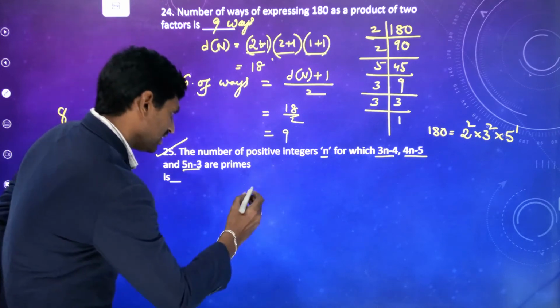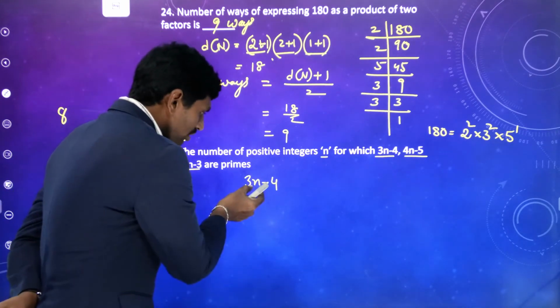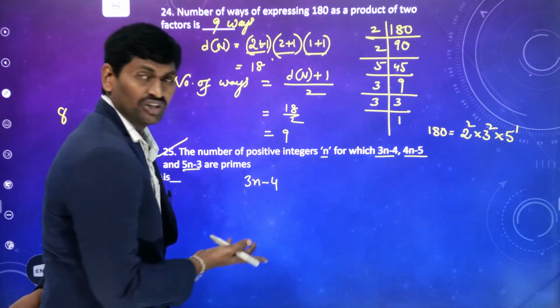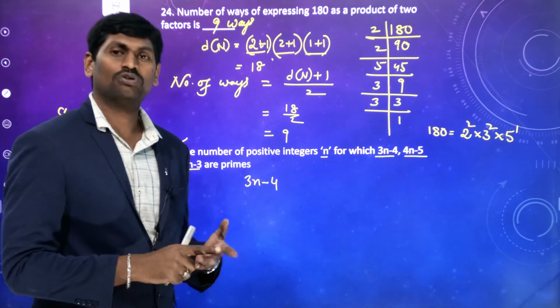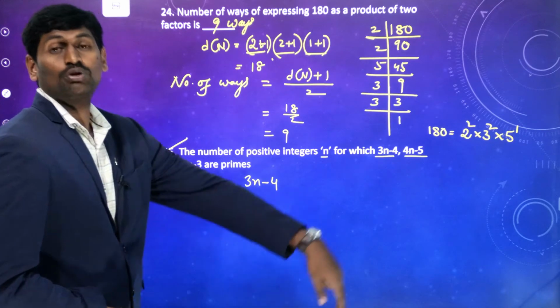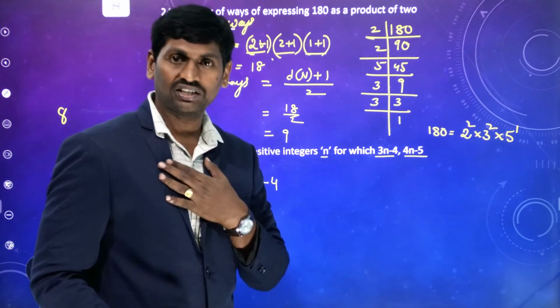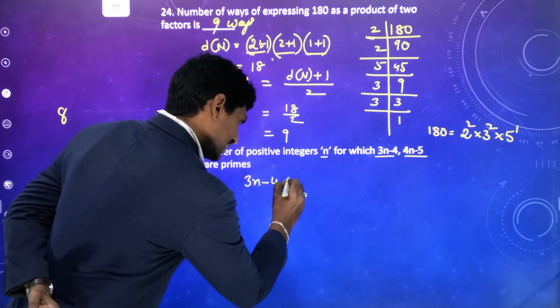Let us see that. Now I am writing the given numbers: 3n minus 4. It could be a prime number at some value of n. Which value? We don't know. The n value can be any positive integer. It can be 1, 2, 3, 4, 5, 6, whatever it may be. Infinite number of positive integers are there. Am I right? Yeah, first one 3n minus 4. I am just adding and checking.